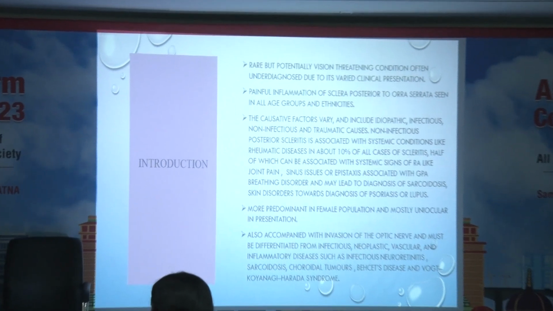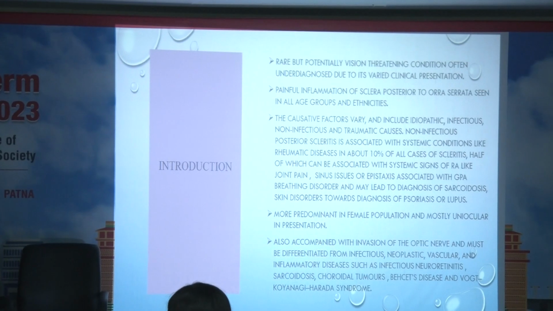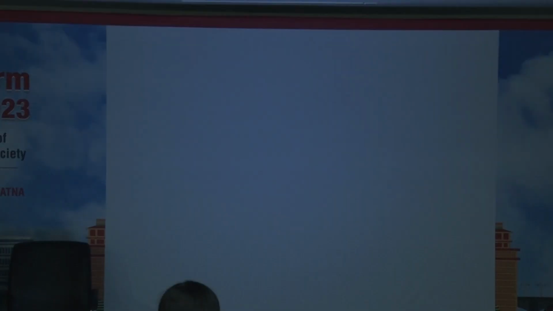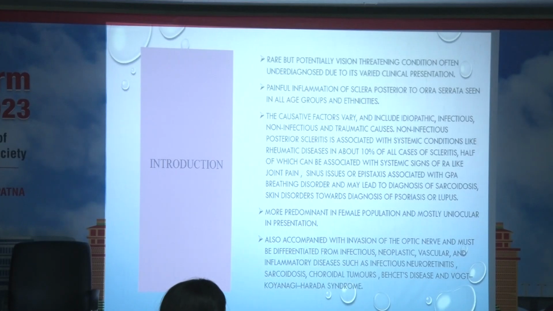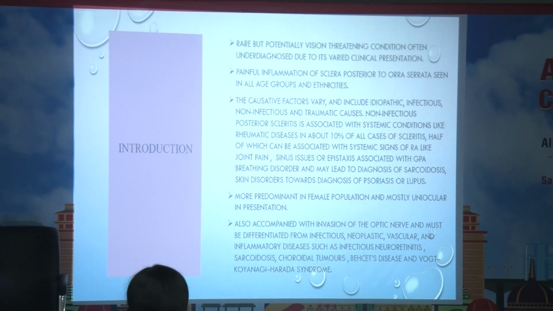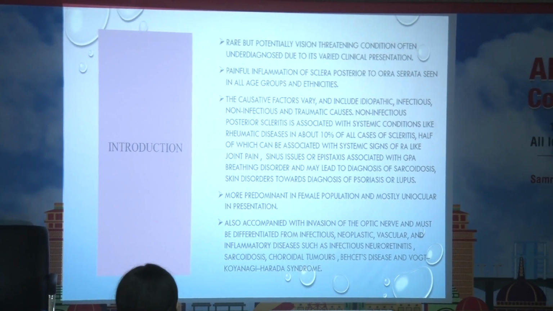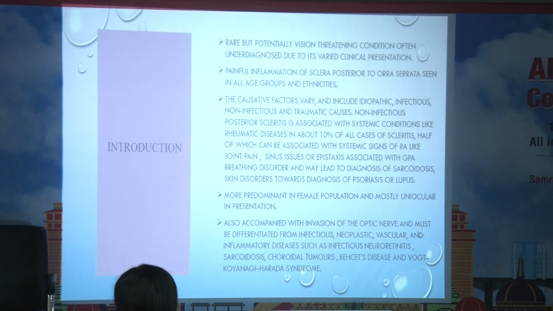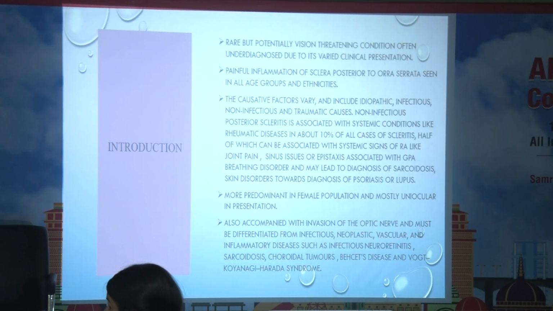It's a female preponderant disease and it is mostly uniocular in presentation. It is sometimes also accompanied with the invasion of the optic nerve and therefore must be differentiated from diseases like infectious retinitis, sarcoidosis, choroidal tumors, Behçet's disease, and Dacey syndrome.